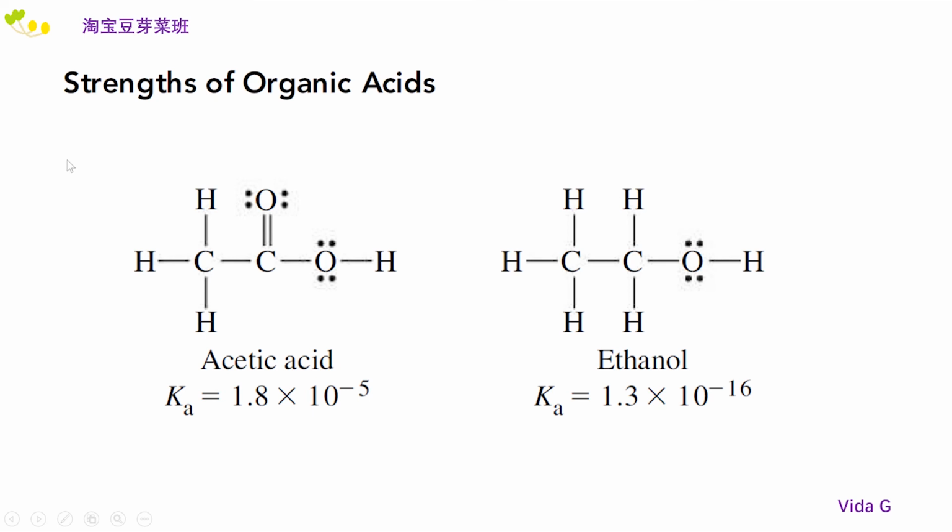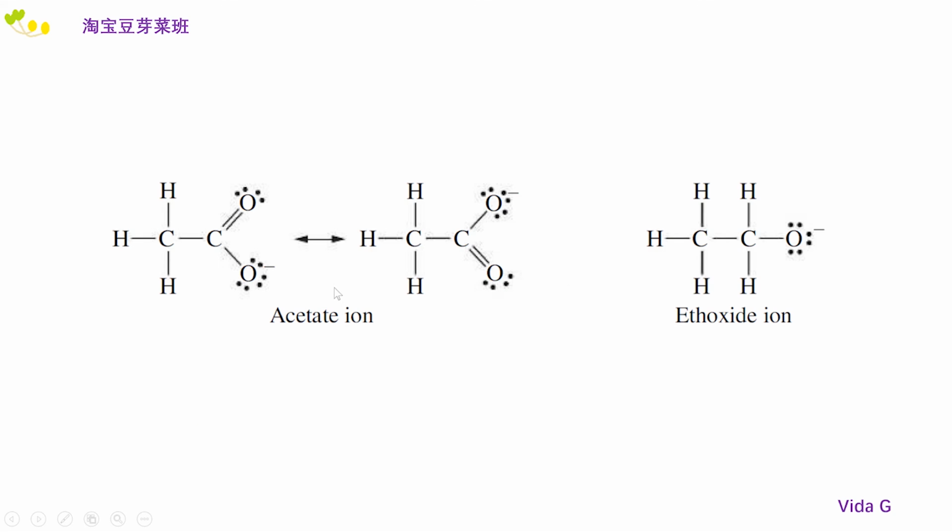Then we talk about the strength of organic acids. We consider acetic acid and ethanol. In this case, we consider the resonance structures. Because of the resonance structure here, it is more likely to stabilize the electron pairs than the one without a resonance structure.